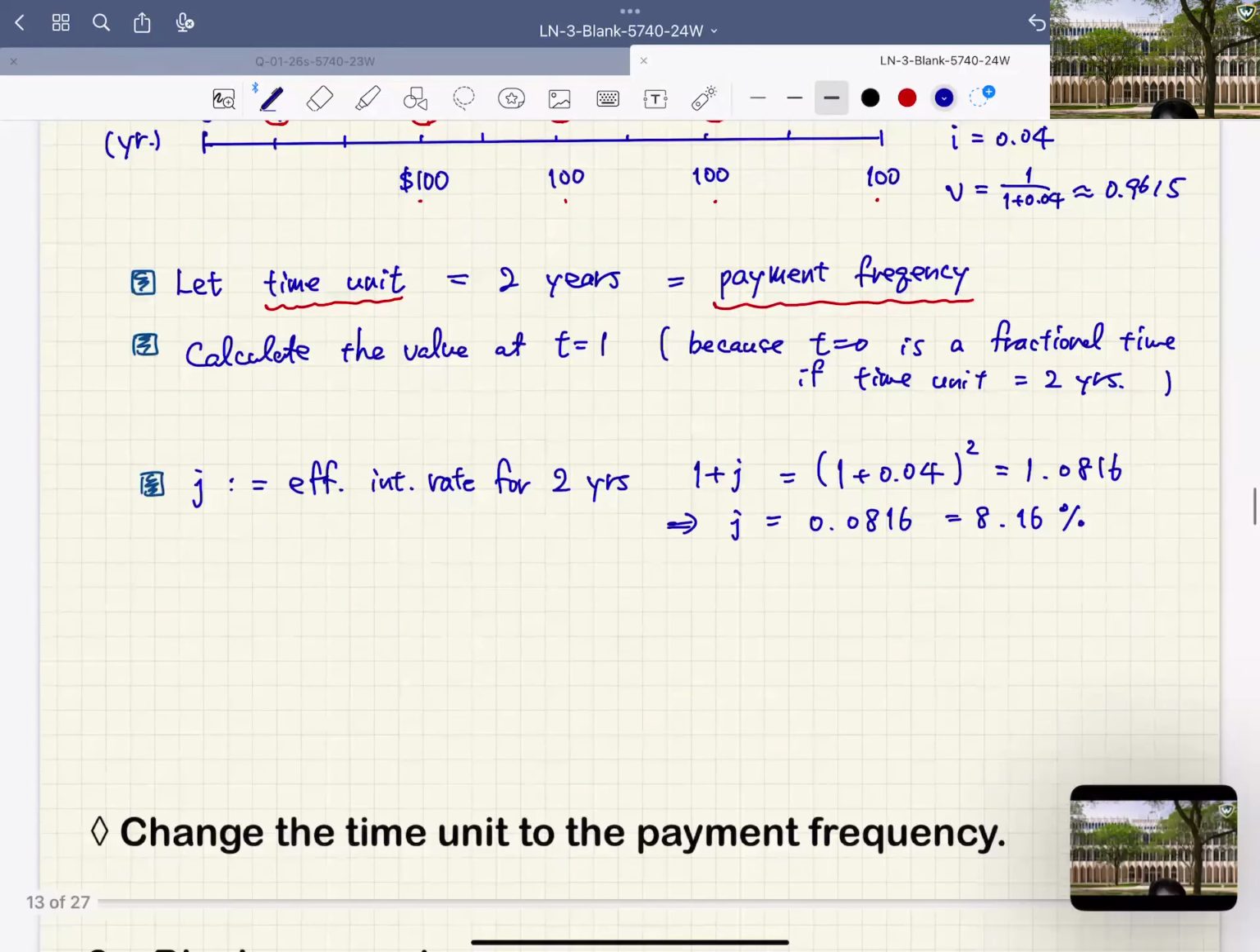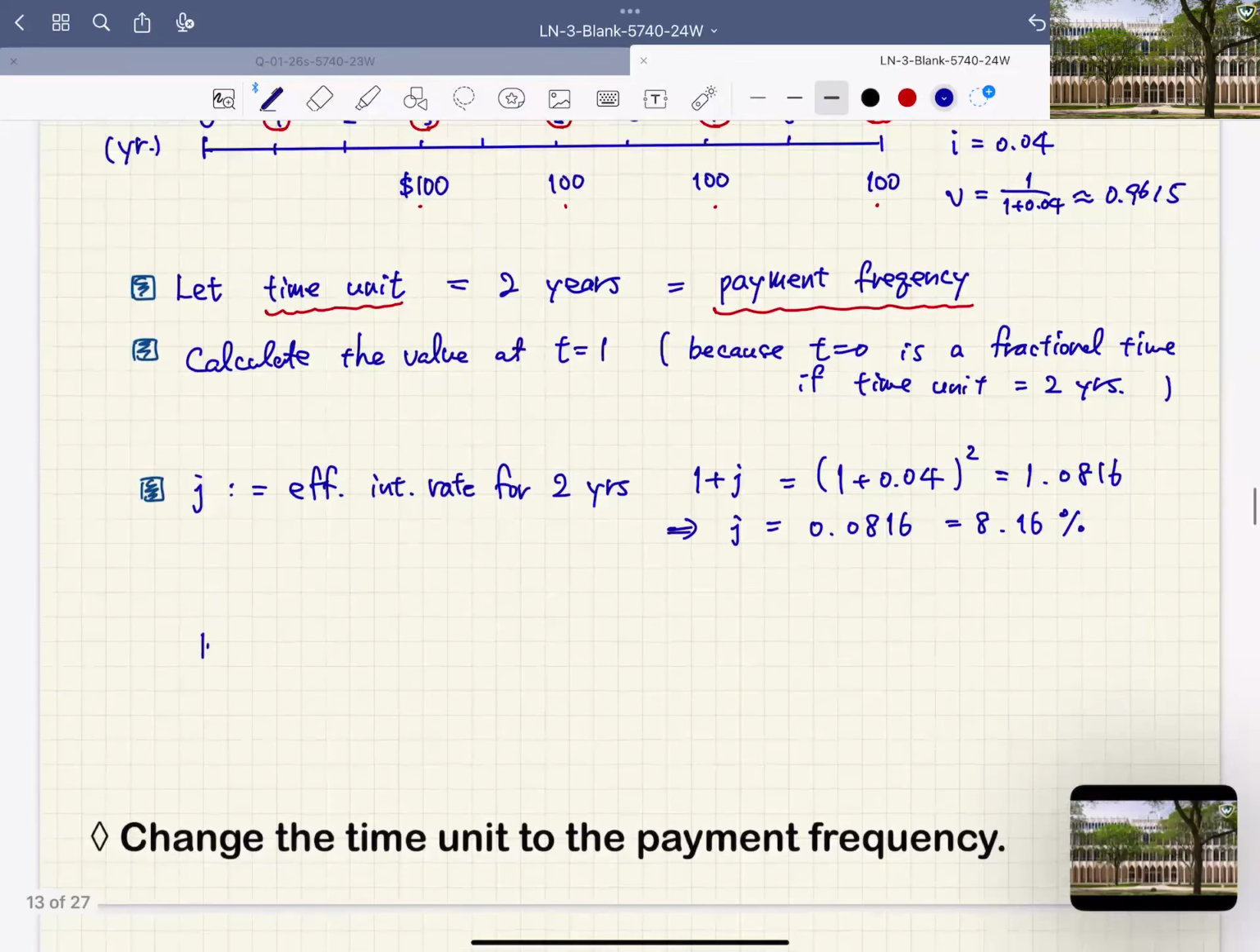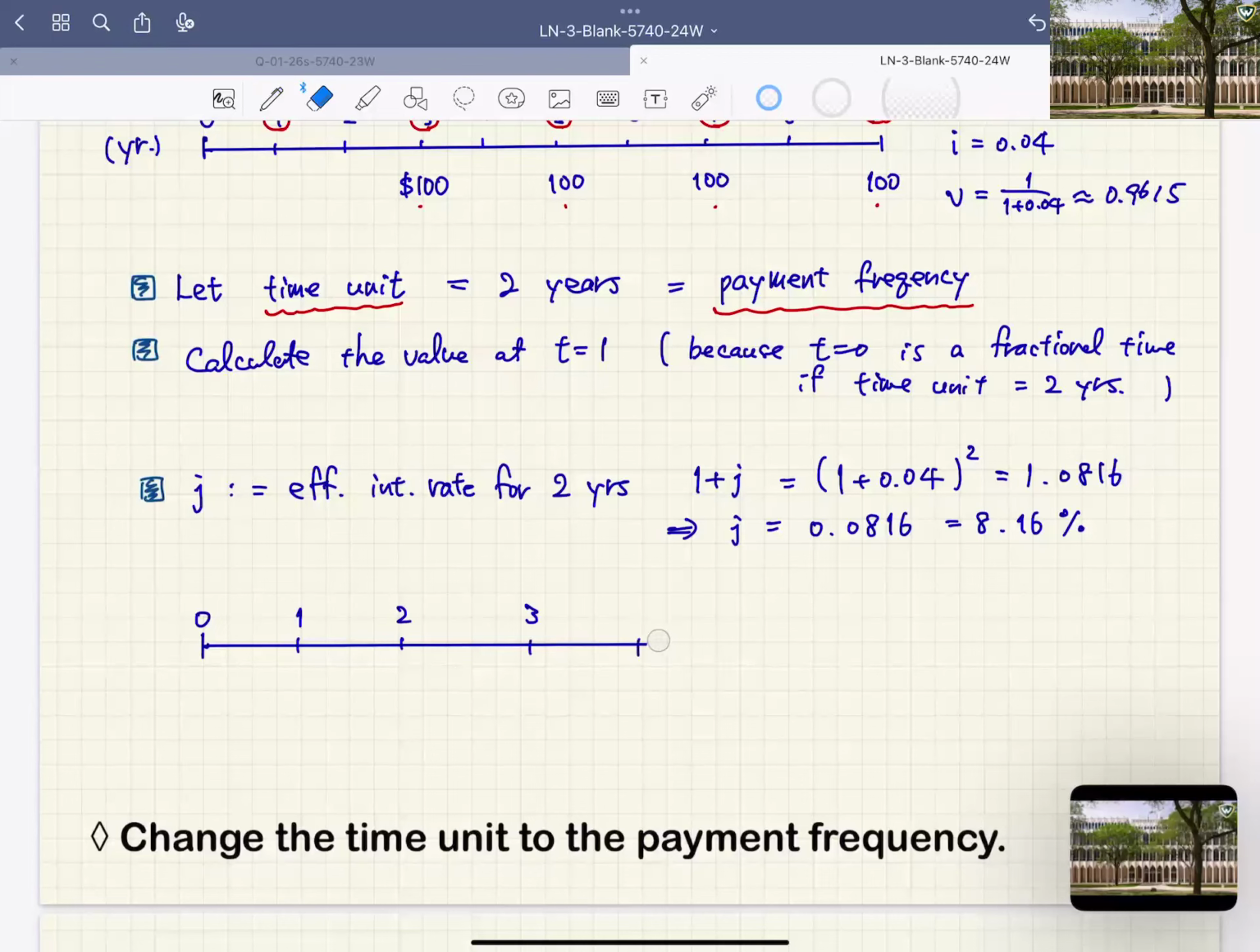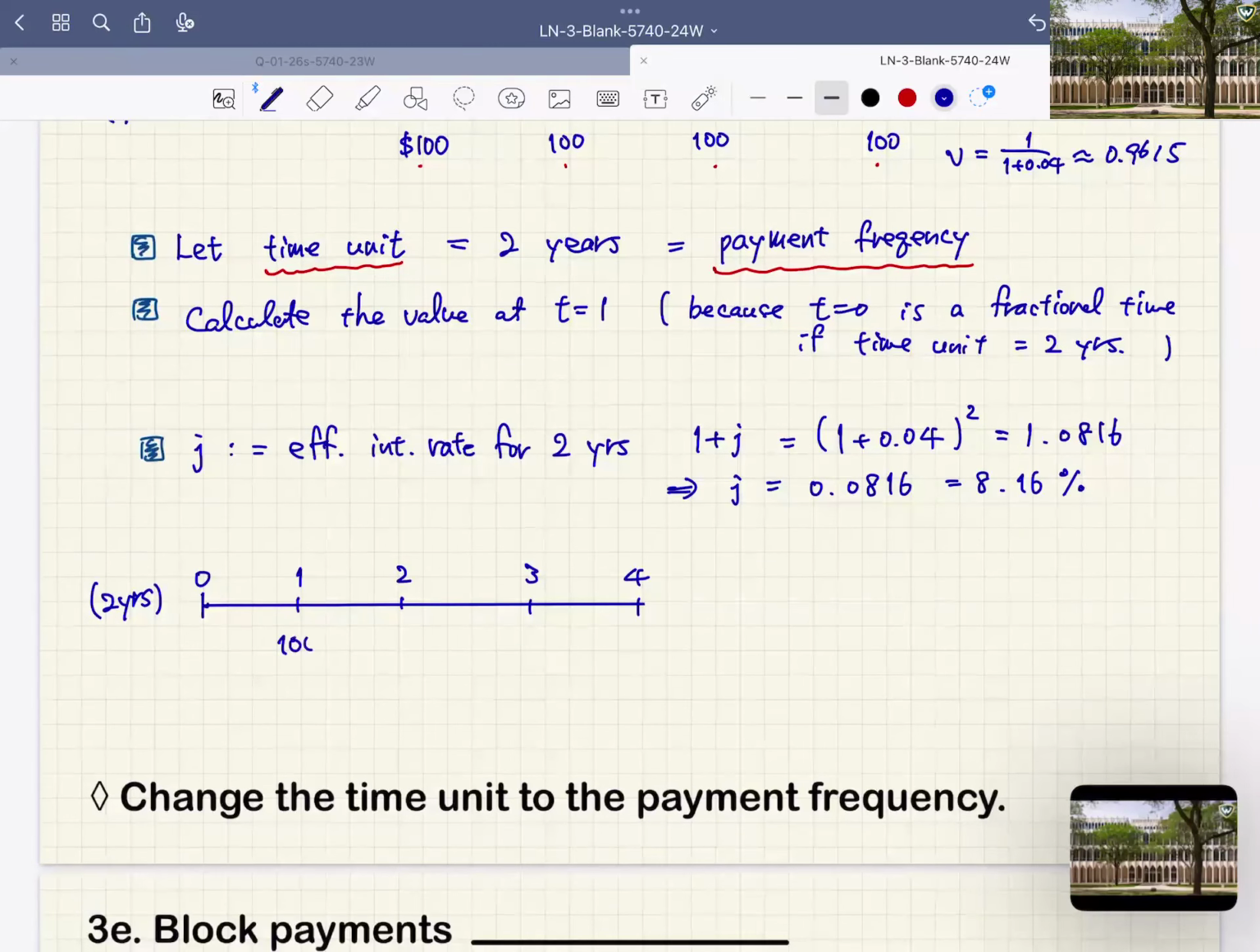But now that we change the time unit into 2 years, so we have t equal to 0, 1, 2, 3, 4, maybe around here. And the time unit is 2 years, and we have $100 here, $100 here, $100 here, and $100 here.